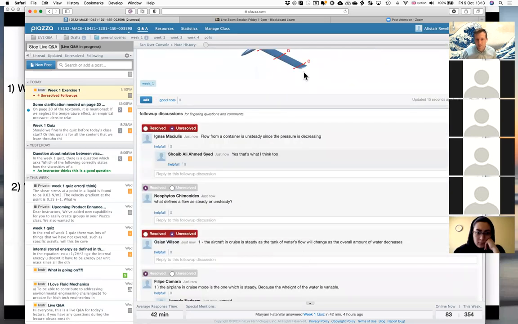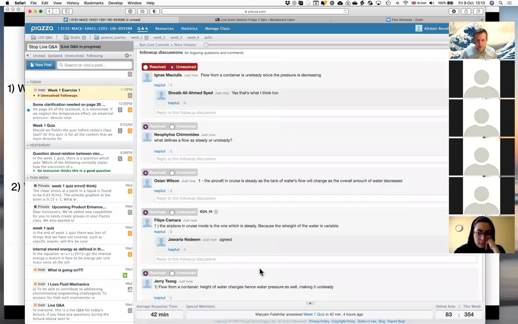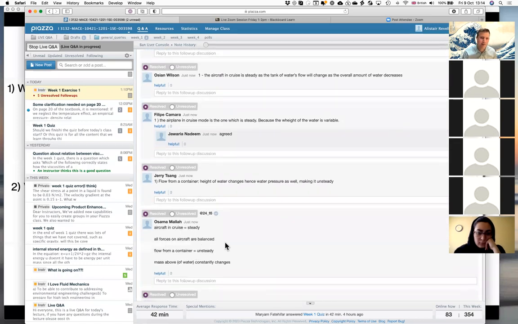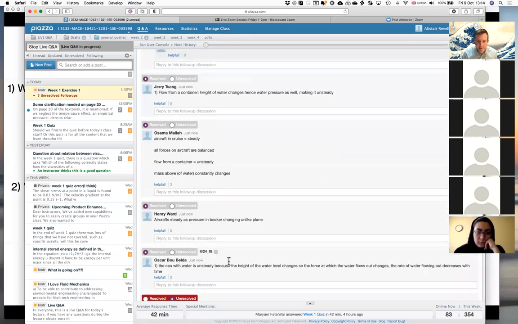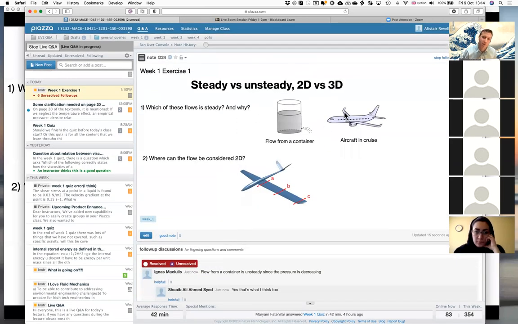So in this case, this is a truly unsteady flow. So how about the cruise? Aircraft is in cruise, is steady. The cruise mode is the one that's steady. Right, that's right. I guess most of you have got that. All the forces on the aircraft are balanced. And essentially what that means is, as long as there's no movement relative to the aircraft, then the flow around the aircraft will remain the same, and you'll have a steady flow field.